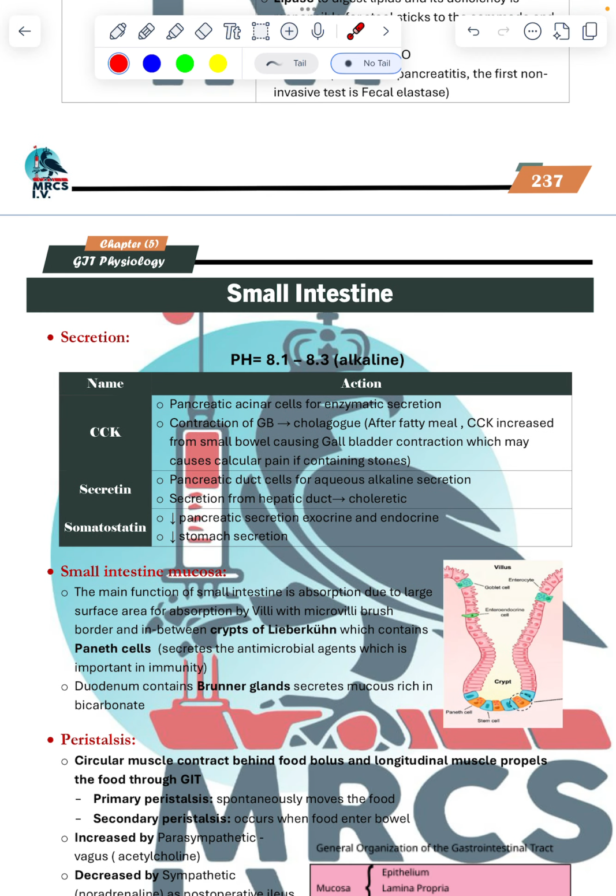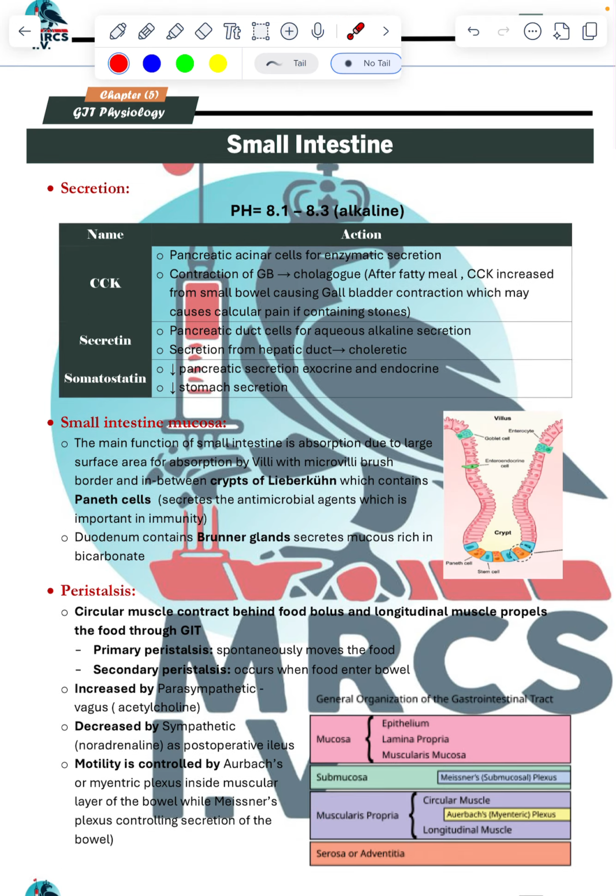So next is the small intestine. This has an alkaline pH. The hormones it secretes are cholecystokinin, secretin and somatostatin. Cholecystokinin acts on pancreatic acinar cells for enzymatic action and contracts the gallbladder to release bile. Secretin causes alkaline secretion from the pancreatic ducts. Somatostatin decreases pancreatic secretion and stomach secretion.